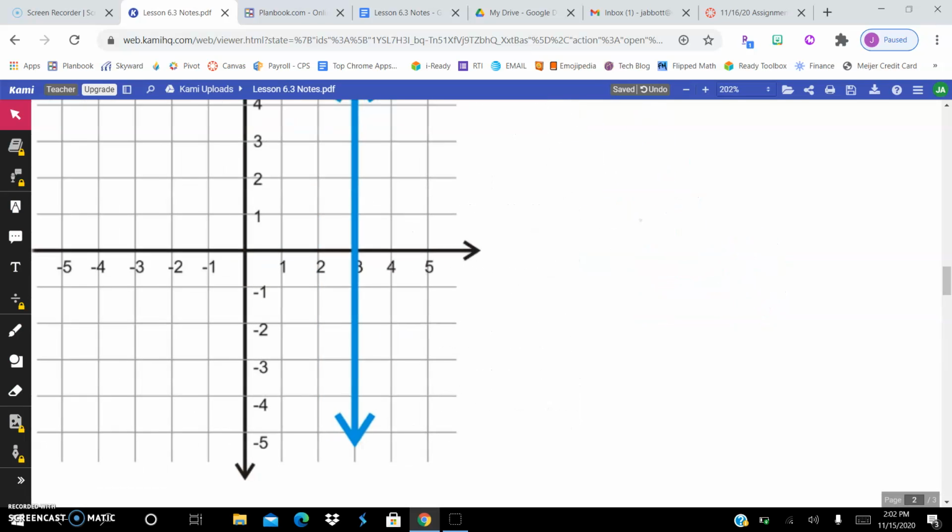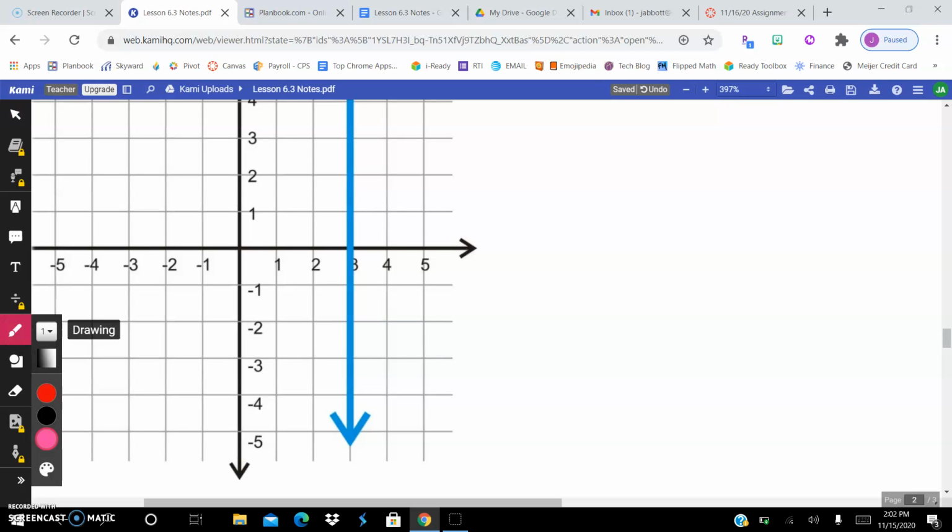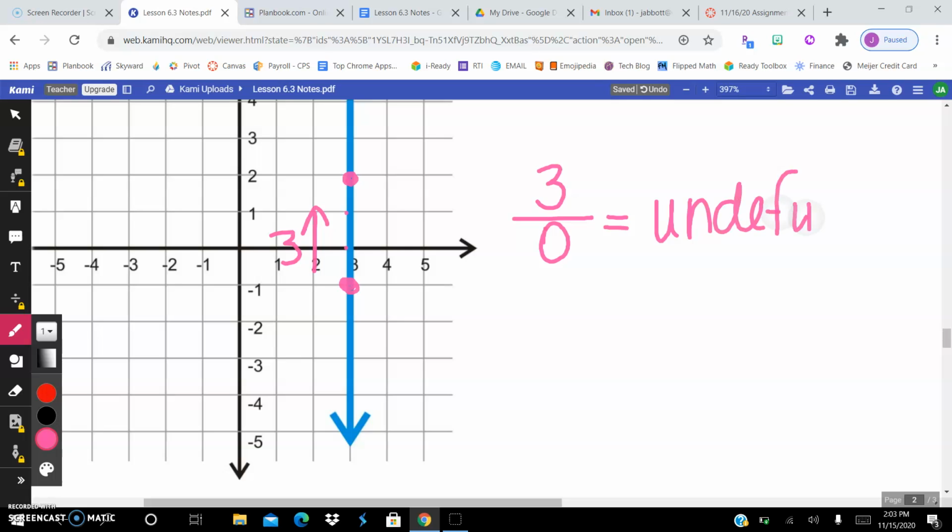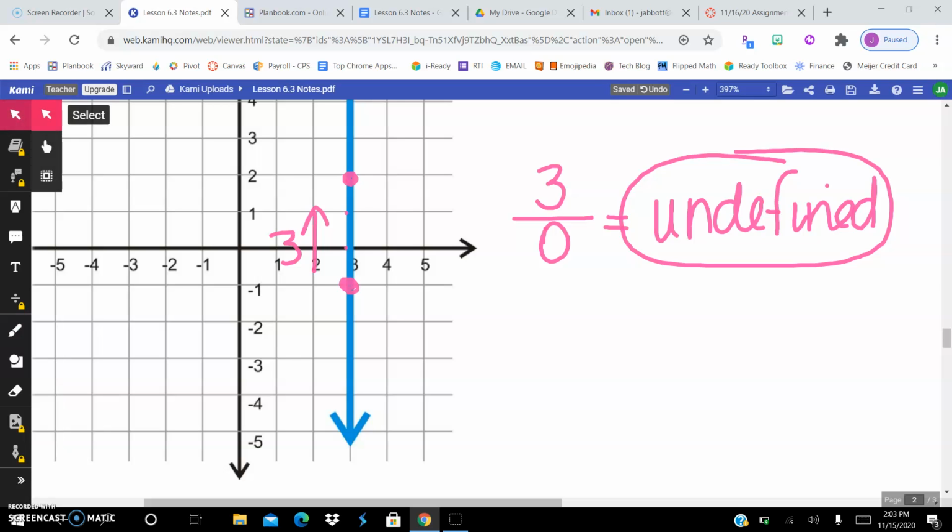All right, and then for a vertical line, we are going to pick 2 dots. I'm going to pick here and here. So my rise, 1, 2, 3, is up 3, but I don't have to go over anything, so my run is going to be 0. You can't take something and divide by 0, so this is what's called undefined. So anytime you see a vertical line, you know that the slope is undefined. You don't have to show the rise over the run.